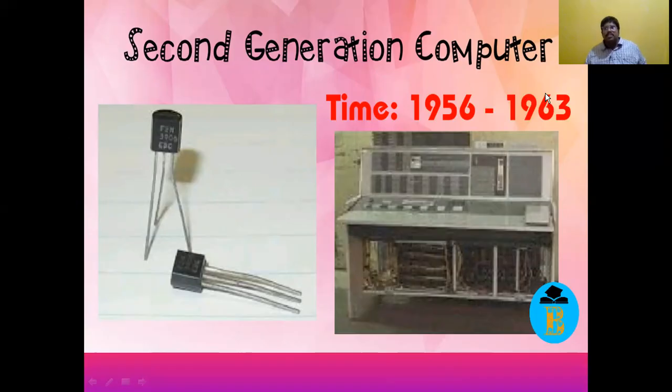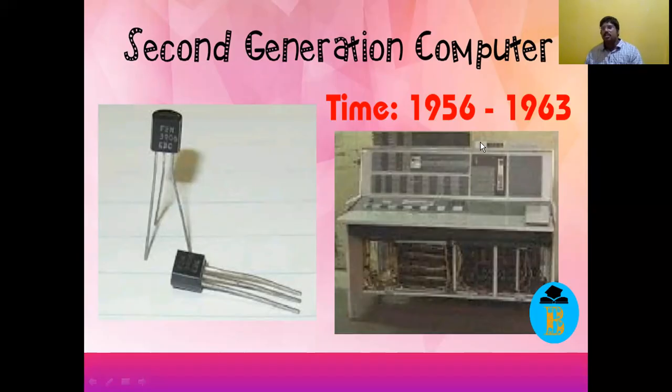So the second generation is from 1956 to 1963. In this second generation, they have used transistors. You can see the image of the second generation computer. It is just like our setup in our EDC lab. In our EDC lab, we have one setup: CRO, function generator, RPS, regulated power supply. Like that, there will be a table with all these arrangements.